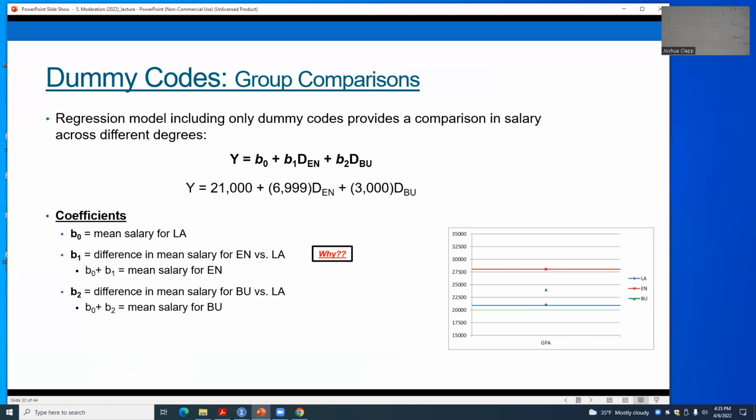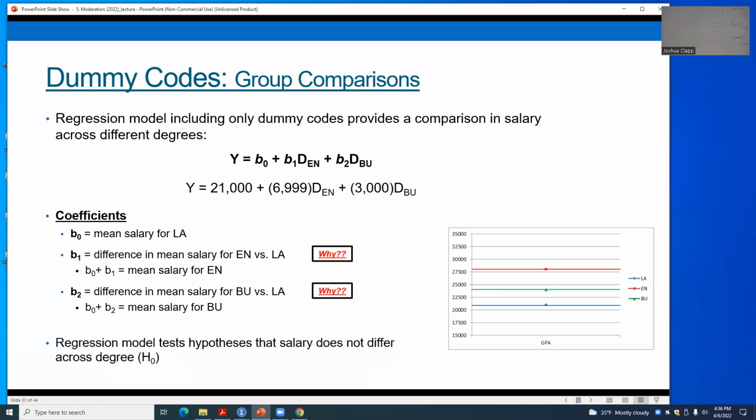Same thing if we go through, put that here. Here, my B, this is just the difference in mean salary between business and liberal arts. Here, that's 0, that goes away. We've got my reference value plus an adjustment for business. Okay. All right. And my overall regression test here is just a test of the null hypothesis that salary doesn't differ across my degree. Okay. What did I just run here?